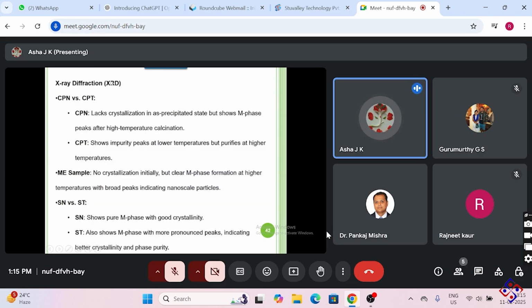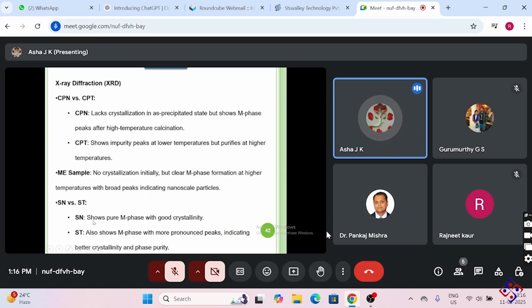In case of XRD, CPN lacks crystallization in as precipitated state but shows M phase peaks after high temperature calcination. And the CPT shows the impurity peaks at a lower temperature but purifies at a higher temperature. In case of ME sample, no crystallization initially, but a clear M phase formation at a higher temperature with the broad peaks indicating nanoscale particles.